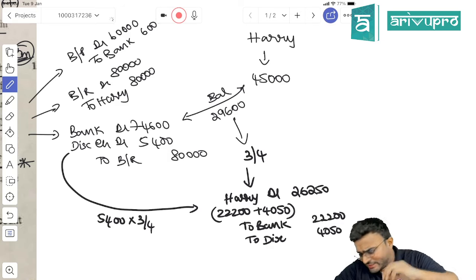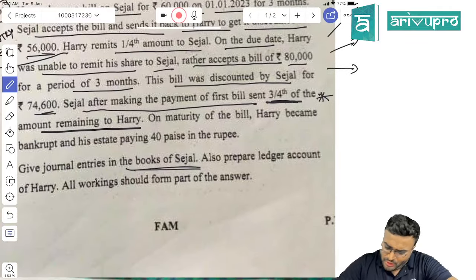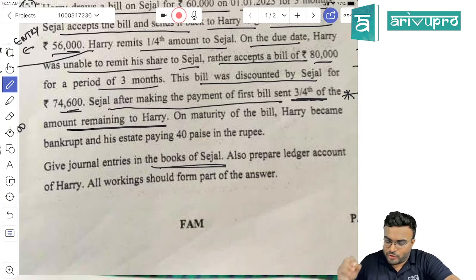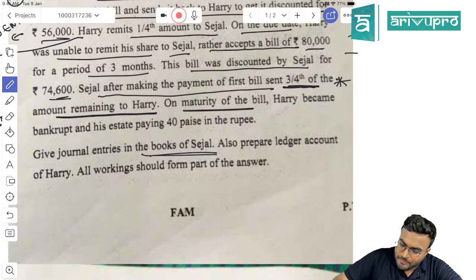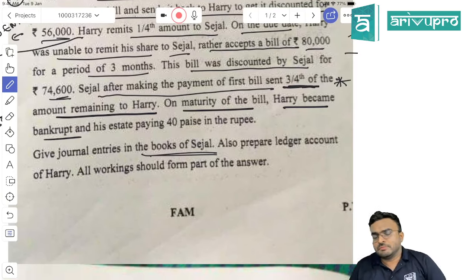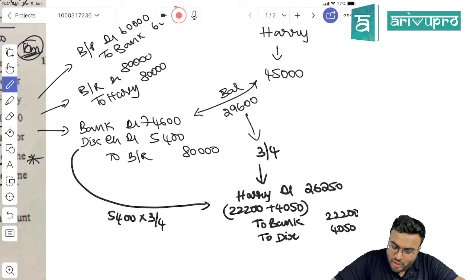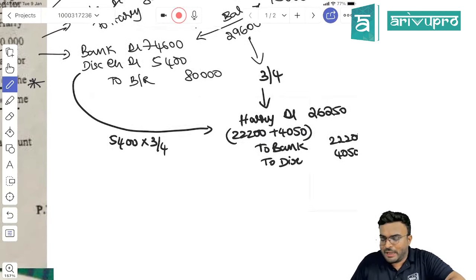Remaining money, 3/4 I send it to Harry. Okay, made the payment. After making payment of the first bill, sent 3/4 to Harry. On maturity of the bill, Harry became bankrupt. Which bill? The bill which we have drawn on Harry for 80,000. On that day, Harry became bankrupt.